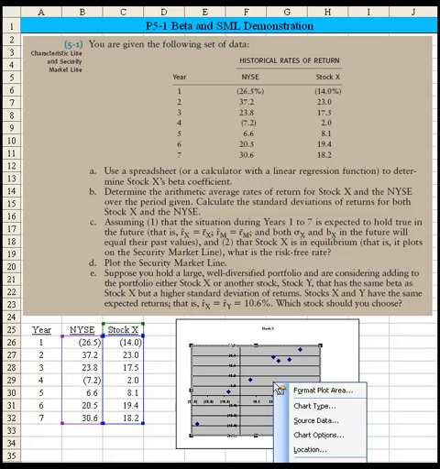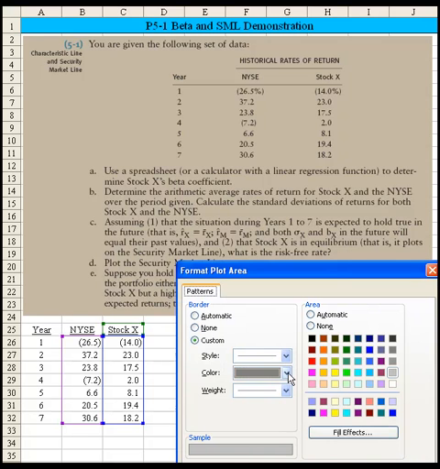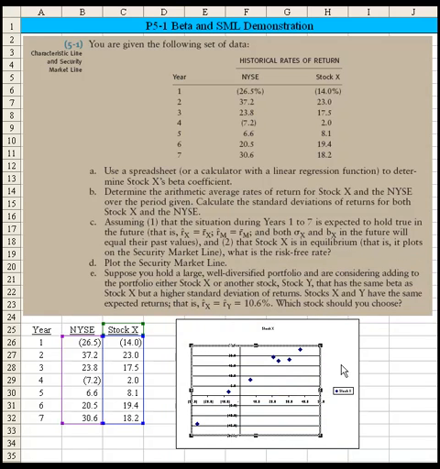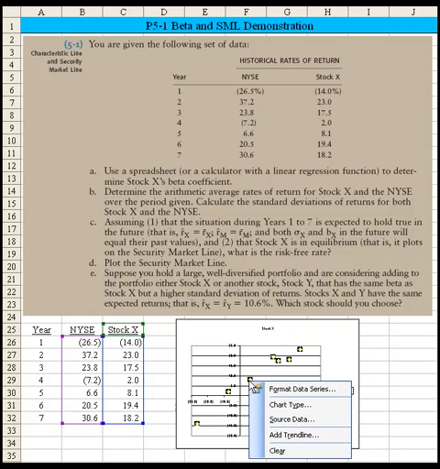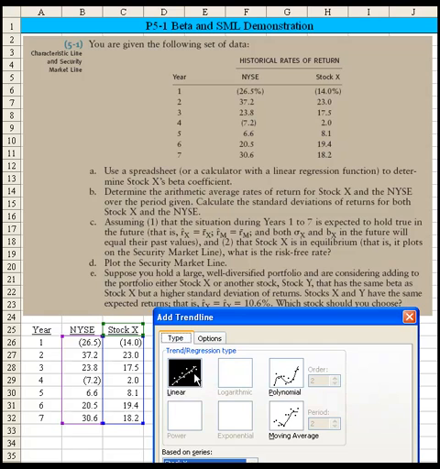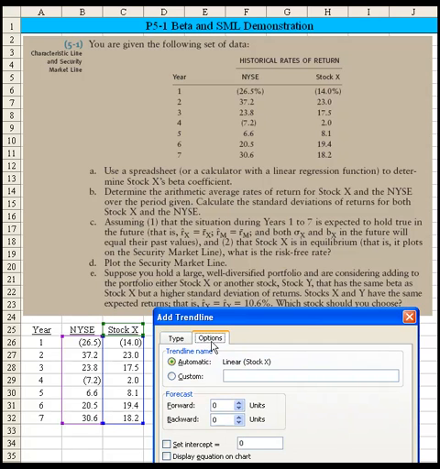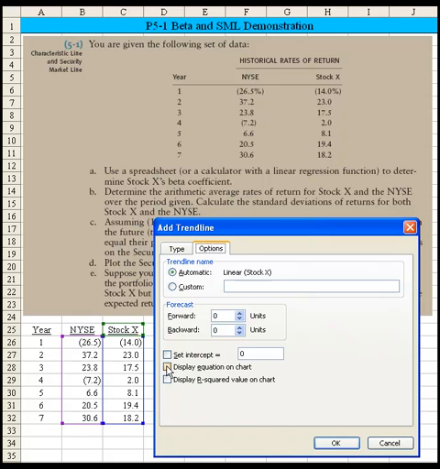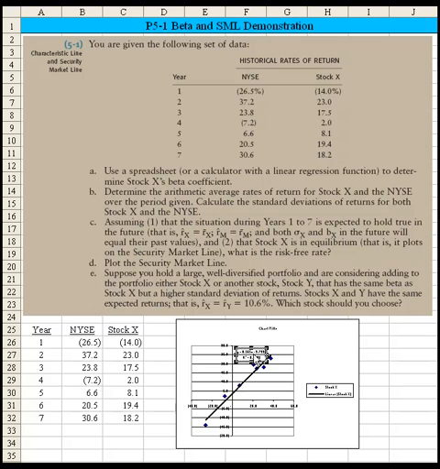Let's get rid of the color. I think that detracts from being able to see it. That's a little bit better. Now I'll click the actual data points, and I'm going to click on Add Trend Line. I want linear, and I would like to know a few statistics. I want the equation and the R-squared shown on the chart. Now, that's the formula right there.